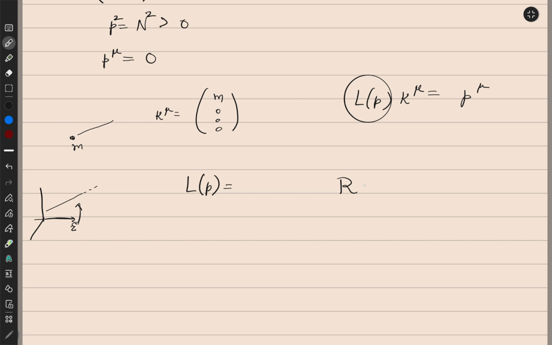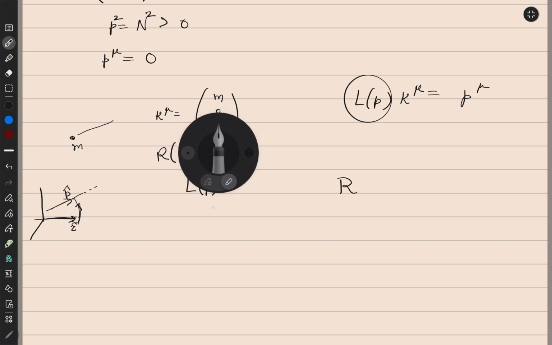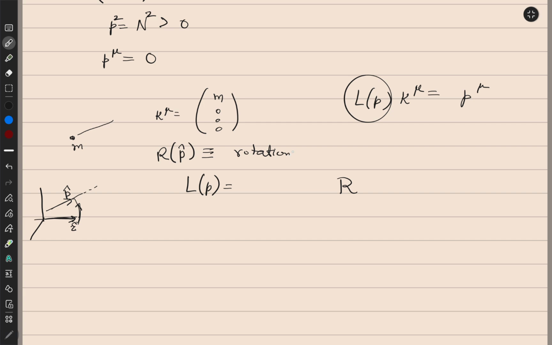R is a rotation that brings this Z cap to this direction. If the momentum is p, let's call this direction p cap. It's a unit vector. So I am defining R of p as a rotation that brings Z cap to p cap. This is the definition of R. If you want to see how the coordinates change, I'll first have to apply its inverse, and then now I am in this tilted coordinate system.